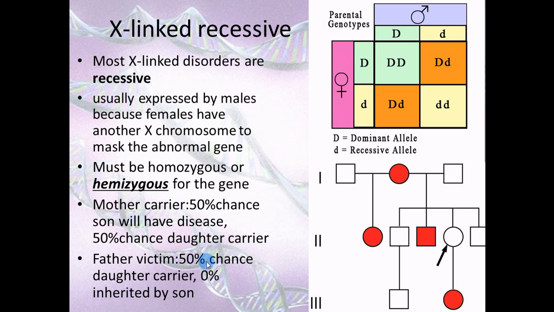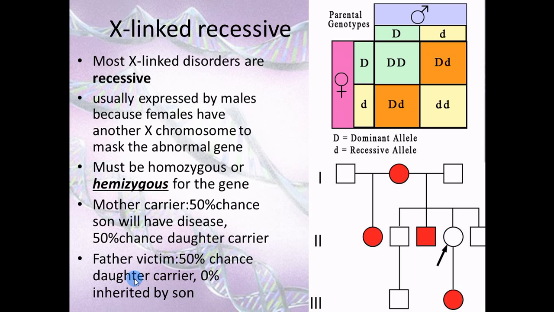So to get X-linked recessive means you have to get 2 bad X's if you're a girl, or only 1 bad X if you're a boy. So you have to be homozygous female or a hemizygous male. Hemizygous means you only got 1 X chromosome, and that 1 X is affected. Some of the common disorders with X-linked recessive are hemophilia A, Duchenne's muscular dystrophy, and Fragile X we'll actually talk about a little bit later too. So if you're a mother carrier, there's a 50% chance that your son will have the disease because he only gets an X from you, right?